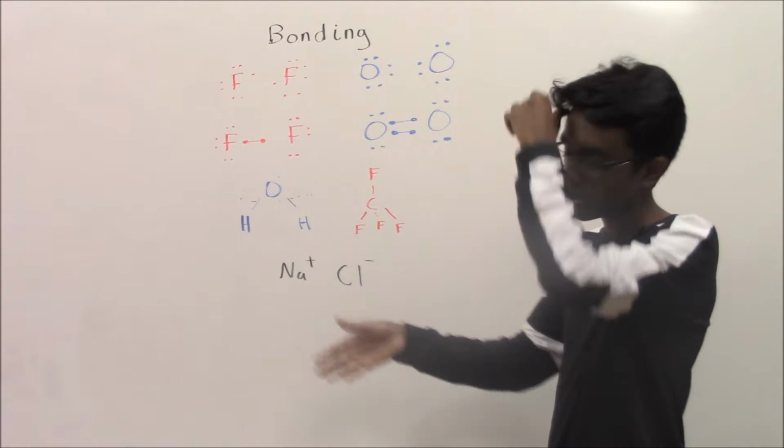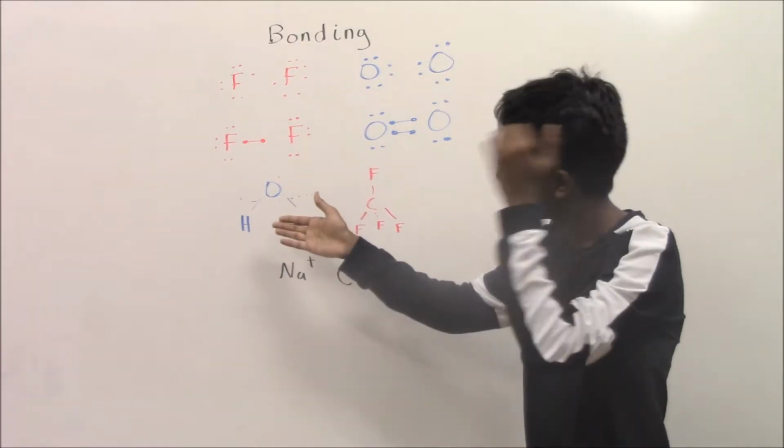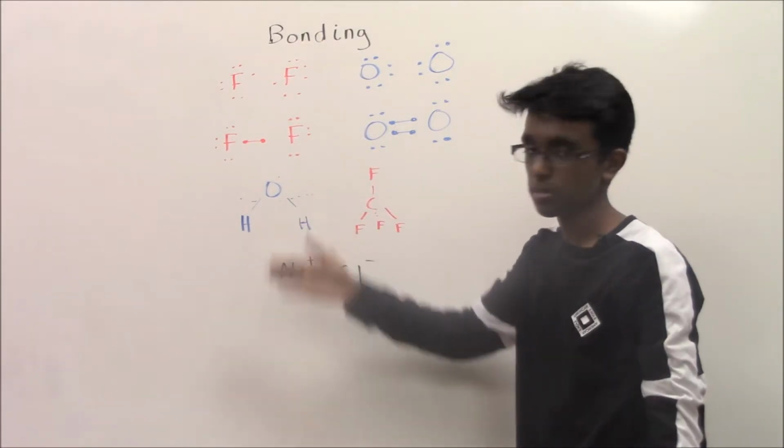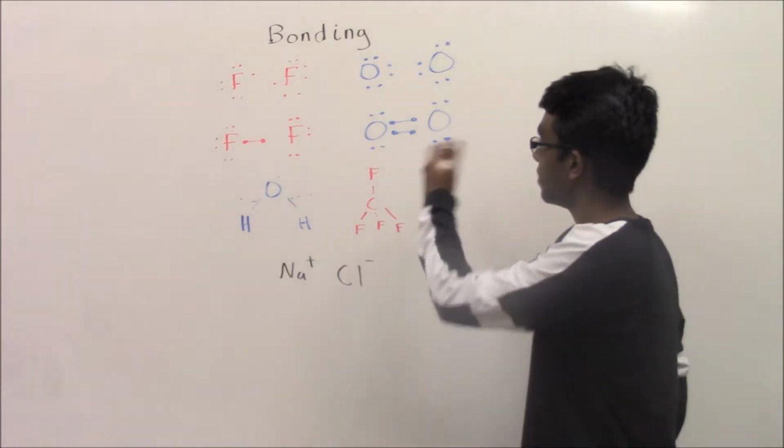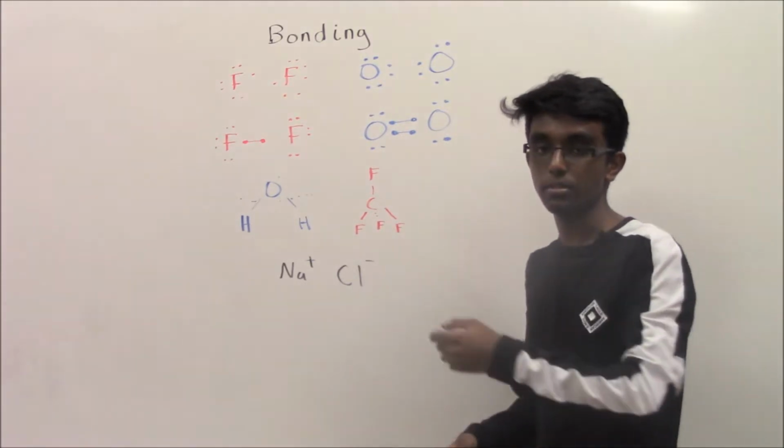So basically what you have to remember, just to recap, a polar covalent bond is where the electrons are being shared unequally, and a non-polar covalent bond is where the electrons are being shared equally.